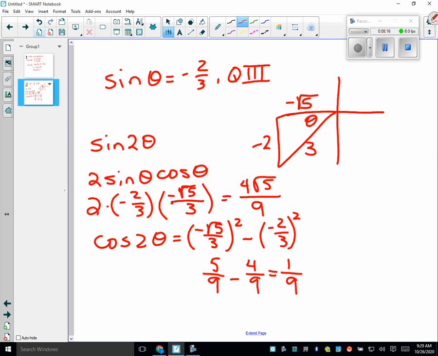Are we finding tangent? No, we're going to find tangent. Are you following what I'm doing? Wait, what? Oh, I am scared. Is this easier? Yes. All right.